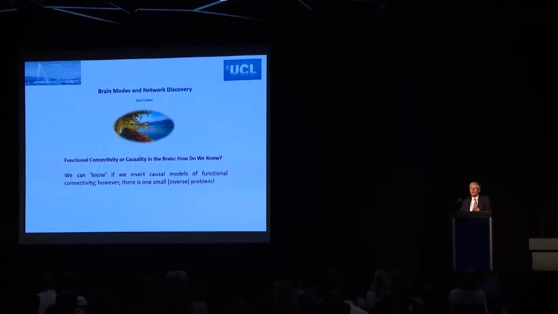And the answer that I'm going to offer is that if we start off with a model that is causal, and then we fit that model to empirical data, then by definition we know that our inference is about a causal architecture. So summarized here, we can know, in one sense, if we invert a causal model of functional connectivity.